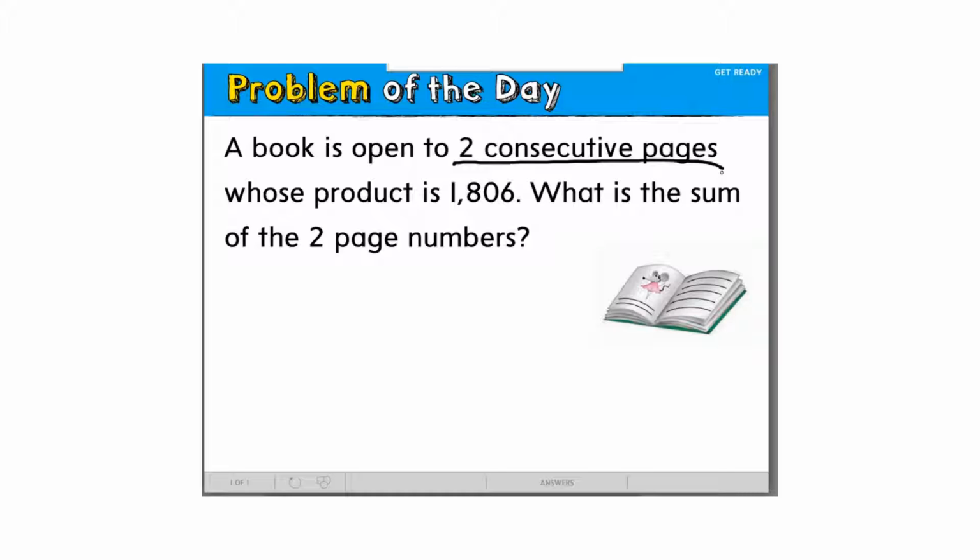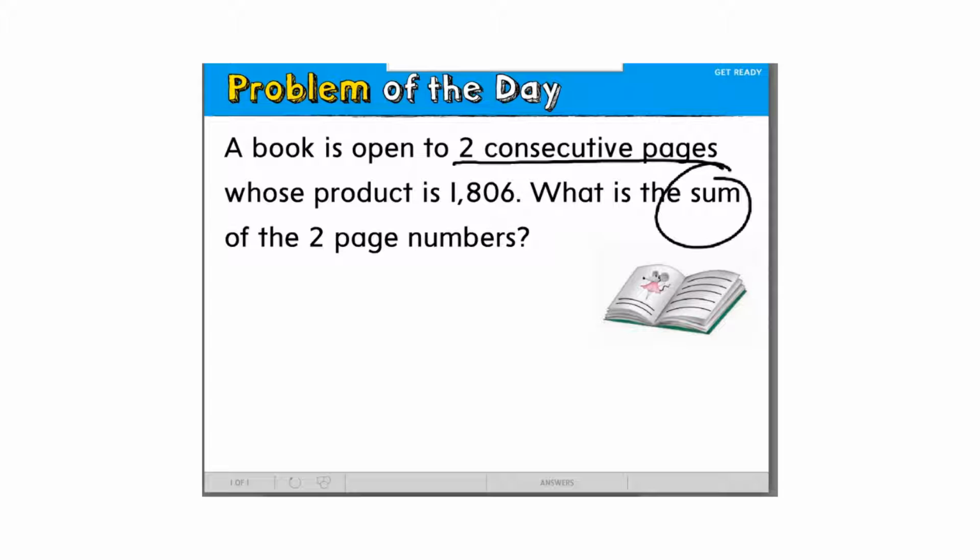So two consecutive pages. Does anybody have an idea what that would mean? Ava. They what? Continuous. I'll add to that. She says continuous. It means that they're in order. So they're continuous, like meaning one and then the other right after it. So would 5 and 12 be consecutive pages? No. Would 5 and 6 be consecutive pages? Yes. So you are thinking of two consecutive numbers who, when the sum, that means when you add them together, is going to equal 1,806.